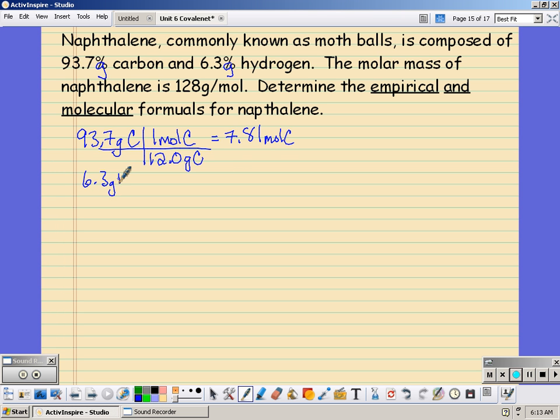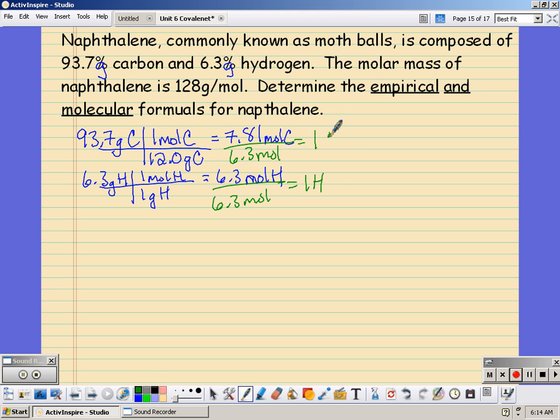The molar mass of hydrogen is 1. So then we're going to divide by the smallest. And it's actually a 1-to-1 ratio. So the empirical formula is CH.